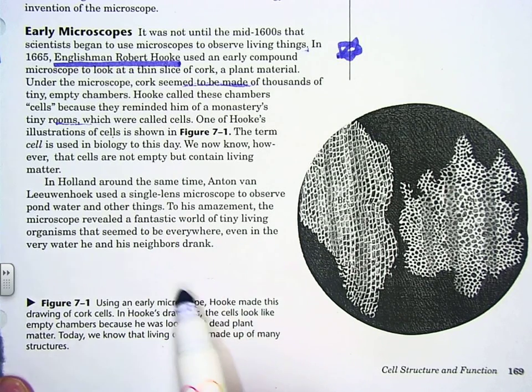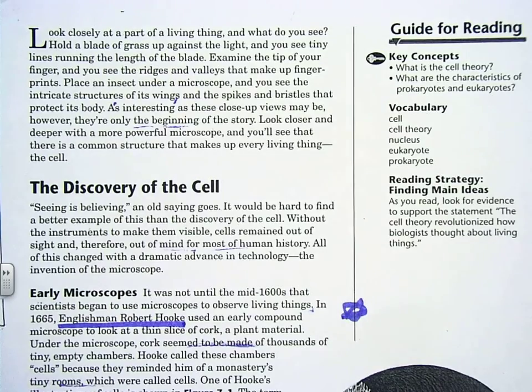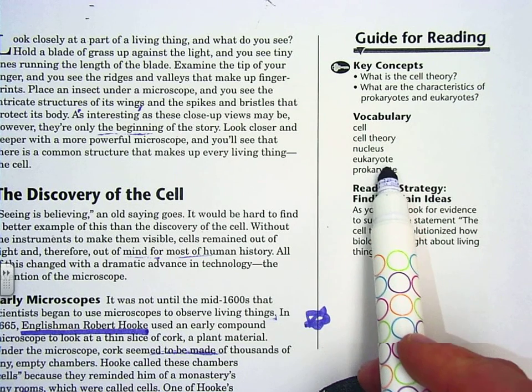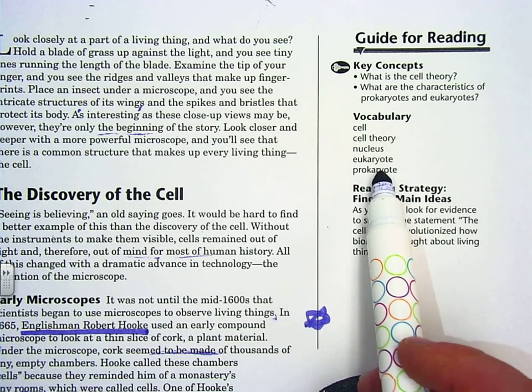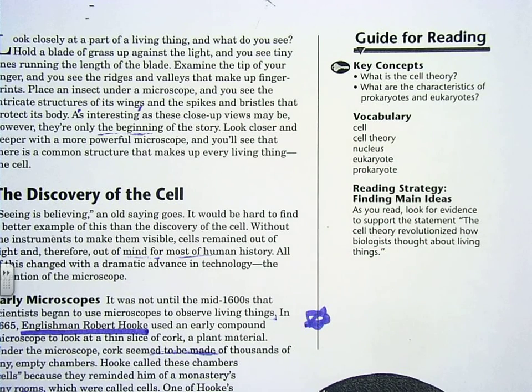Very cool. Before we move on to the next page, let's review that we have some vocabulary: cell, cell theory, nucleus, eukaryote, and prokaryote. Our key concepts are: what is cell theory, and what are the characteristics of prokaryotes and eukaryotes? Let's move on to the next page, 170. Page 170.